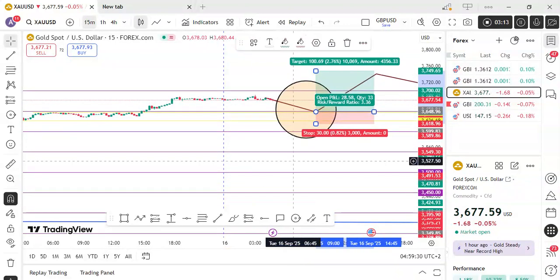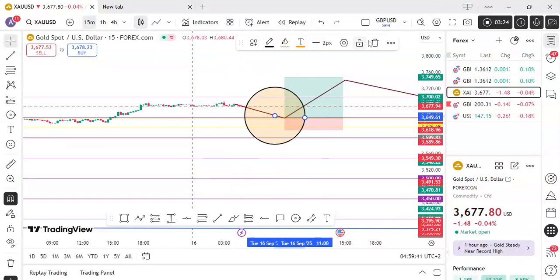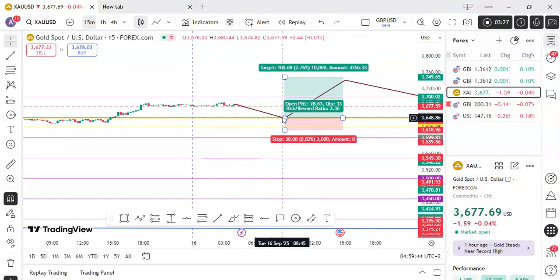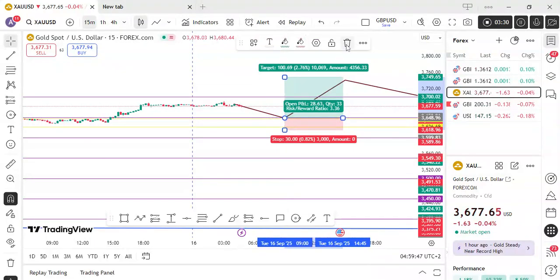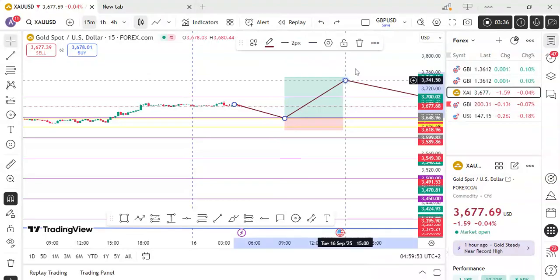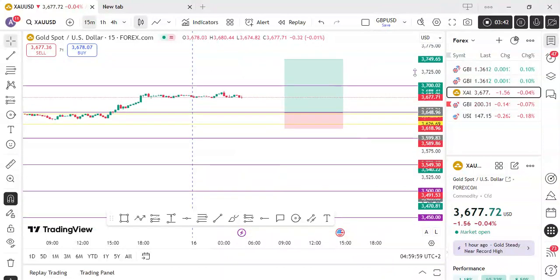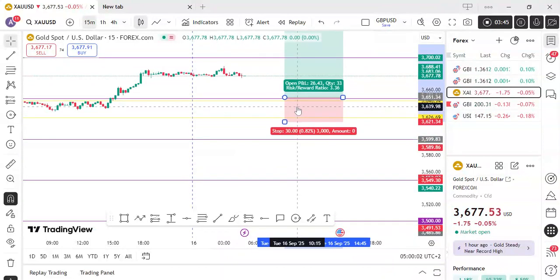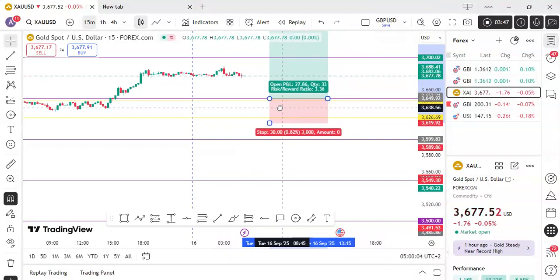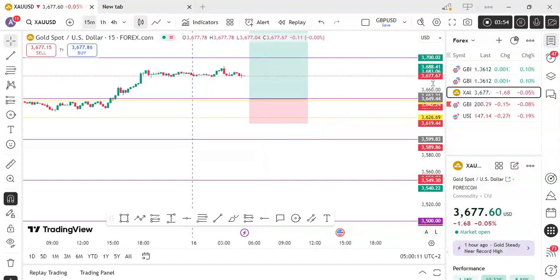If price pulls back to this level and triggers this level, I'm going to be longing gold. This is my plan: to wait patiently for price to pull back to this level. If price pulls back to this level, I'm going to be buying gold from this level. Something like this. This is how I'm going to be trading gold if it eventually plays out.